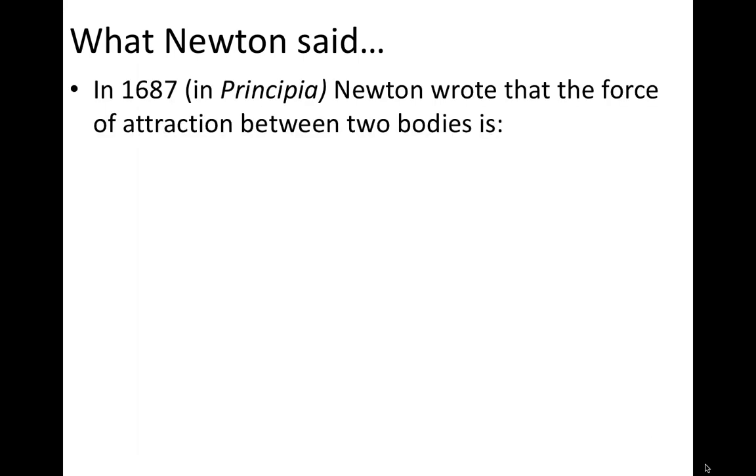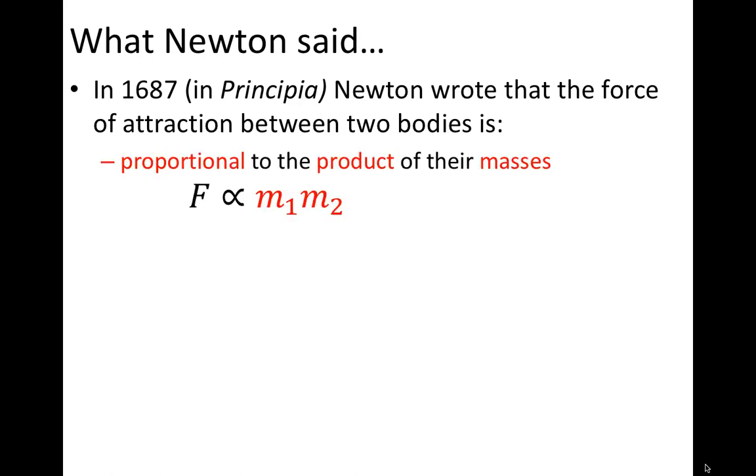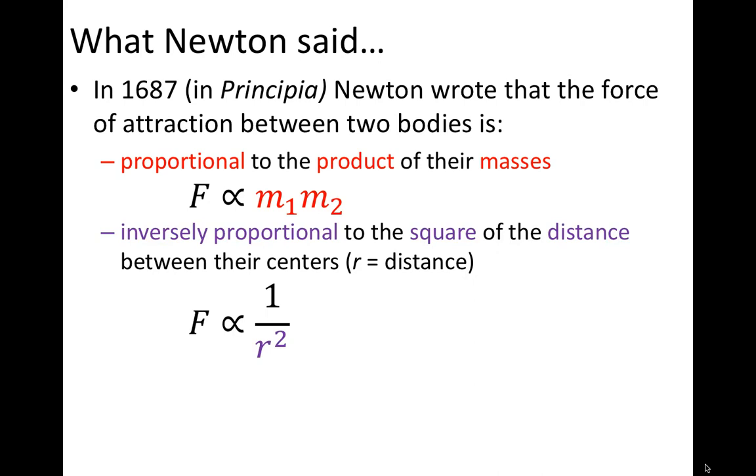Well, in 1687, he came out with his most famous work called Principia, and he wrote that the force of attraction between any two bodies is proportional to the product of their masses. So it's the product, it's not just one mass, it depends on both masses. And it's inversely proportional, which means that it gets smaller when distance increases, to the square of the distance between their centers. It isn't just inversely proportional, it's inversely proportional to the square. It's what we call an inverse square relationship.